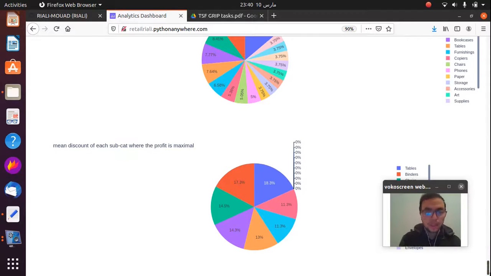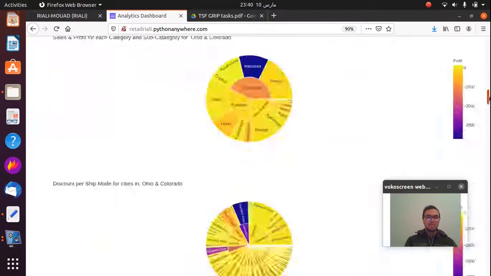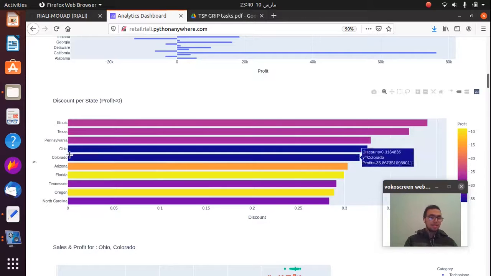So we can sum up and say that the main problem that we found is the high discount rates on some subcategories, especially binders, machines, appliances, bookcases, and tables, in some states, especially Illinois, Texas, Pennsylvania, Ohio, Colorado, Arizona, Florida, Tennessee, Oregon, and North Carolina.